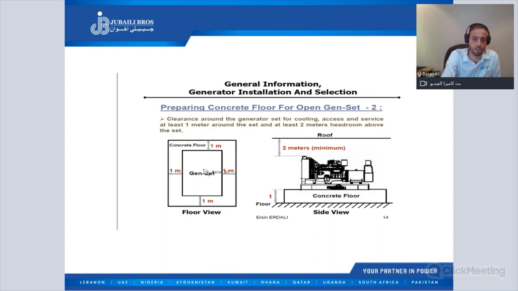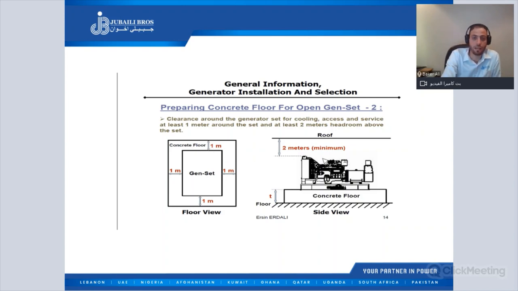So this is the generator set. As I told you, we have to keep 30 to 45 centimeter on all sides of the generator, and this is the depth of the foundation we calculated before with the same formula. See, for the generator room, this is the foundation, not the generator set. So we have to keep at least 1 meter clearance on all sides of the foundation to keep easy access for maintenance and repair. Consider this is the generator, we have to keep a minimum of 1 meter on all sides for maintenance. This is the minimum. If we can get more than 1 meter, this will be better for the generator, but this is the minimum.